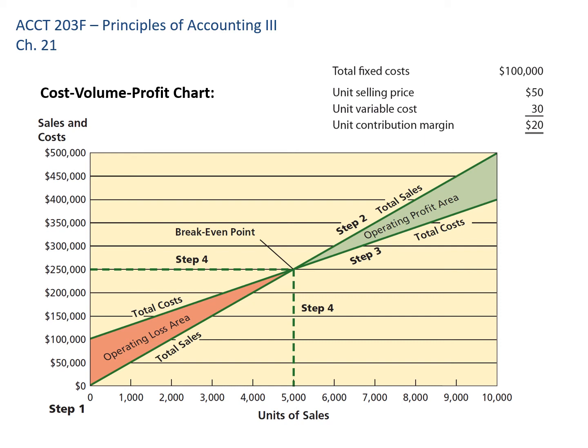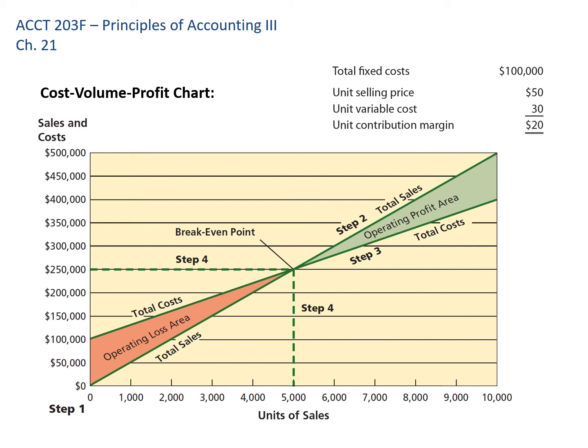So notice that the area in the dark pink there to the left of the break-even point, the operating loss area, the vertical distance between those two lines is the company's loss at that volume of sales. And then correspondingly to the right side of the break-even point, that green shaded area, the vertical distance between those two lines, is their profit at that given level of unit of sales.